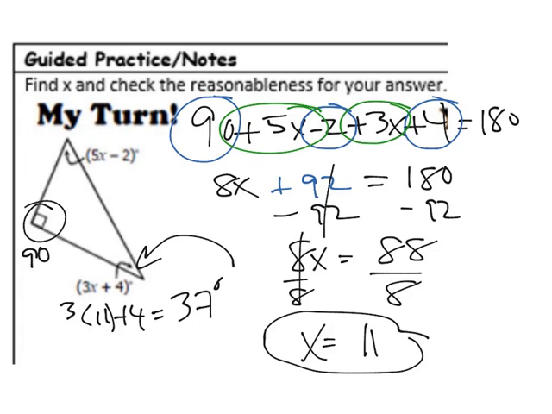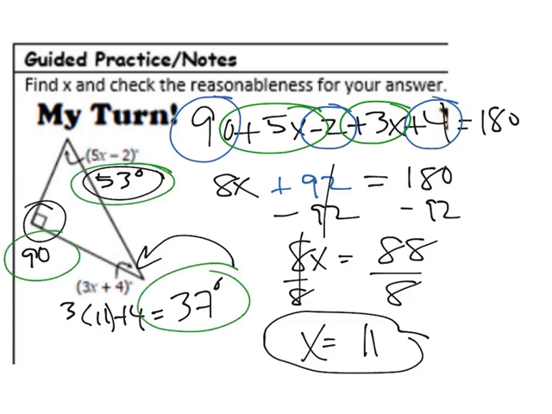I'm going to do the same thing over here. 5 times 11, 55, minus 2 is 53 degrees. So when I add 53 plus 37 plus 90, they equal 180 degrees. And so we did good work. We're right at exactly 180 degrees, not more, not less, exactly, and we are done with this problem.